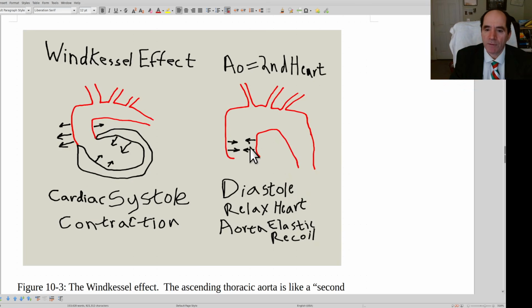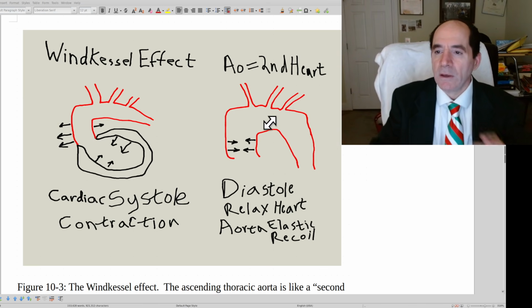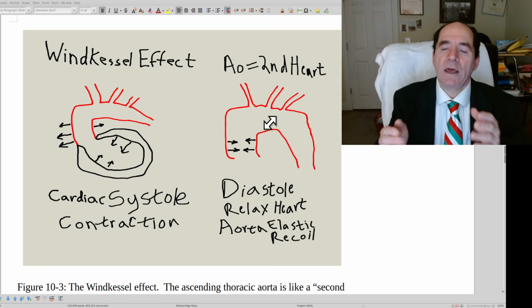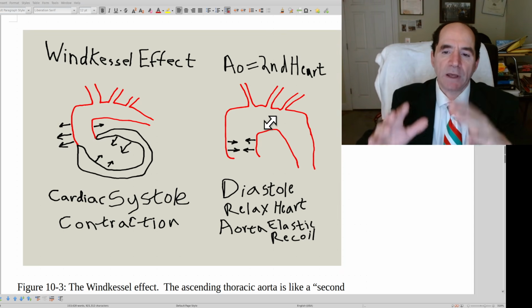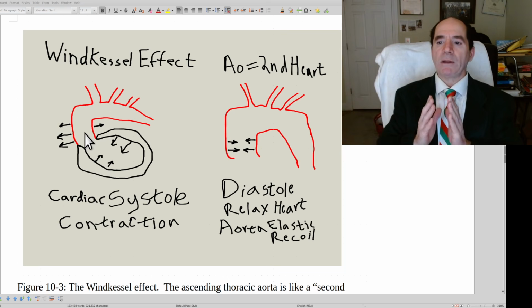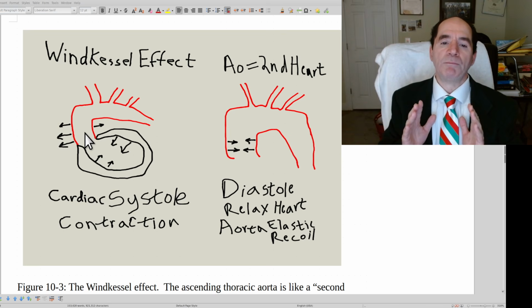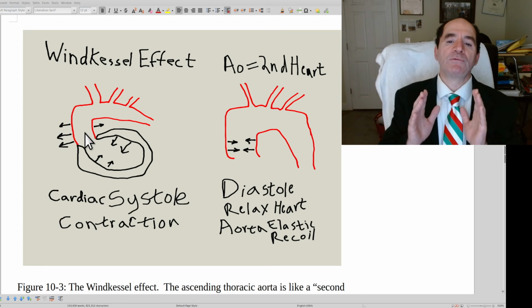Okay, here's the concept of a Windkessel effect. Basically, a Windkessel is like the thing you use, like an accordion it almost looks like, a little bit triangular, to puff air onto the embers of a fire to help restart the fire, the kindling. Okay, so what that means is the ascending thoracic aorta is a second heart. When your heart pumps blood, it pumps it into the ascending thoracic aorta. The pressure of that contraction from the left ventricle, systole means contraction in Greek, diastole means relaxation in Greek, causes the ascending aorta to bulge outward when that blood comes rushing in.